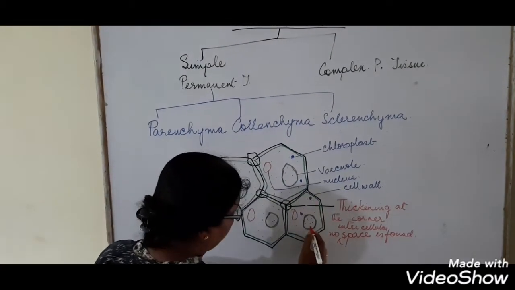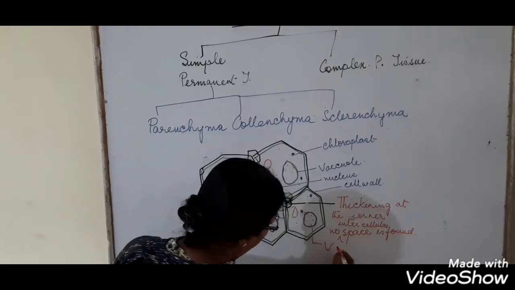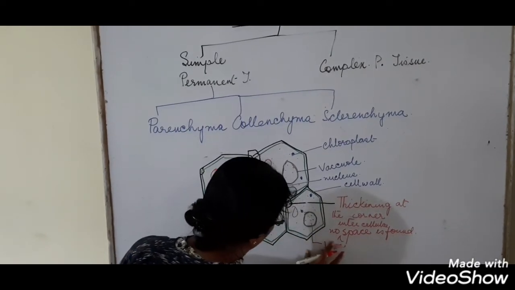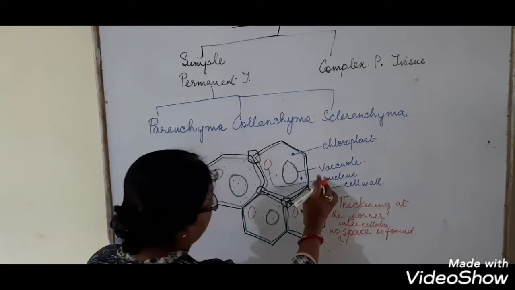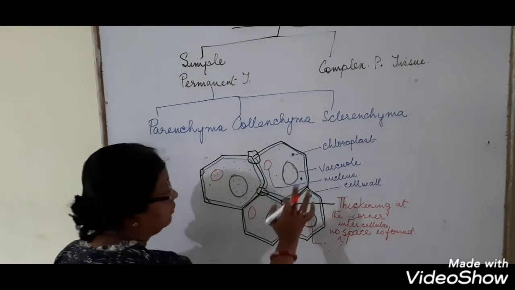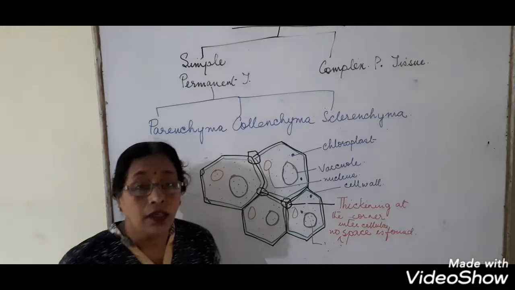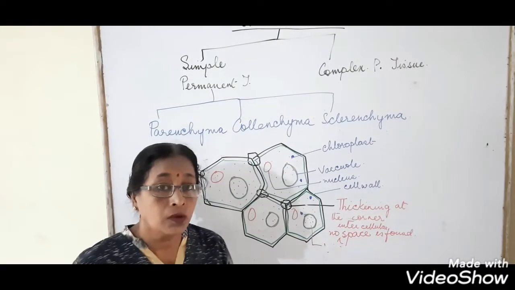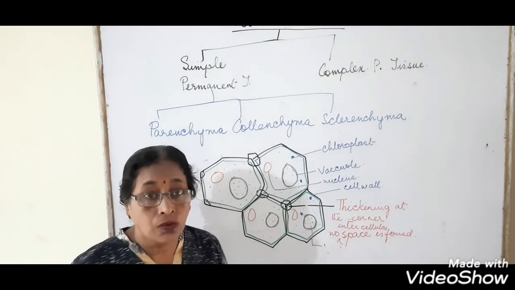Now this is the vacuole, the centrally placed vacuole, and the nucleus is there. Now what is the location? Where are the parenchyma cells or tissues found?